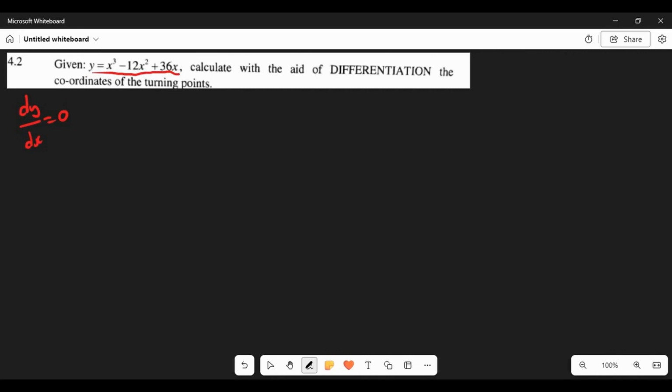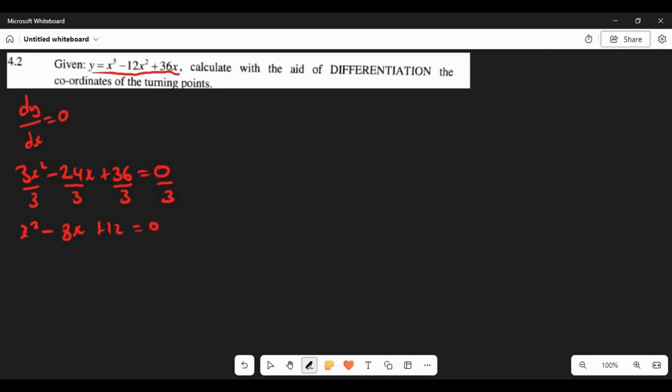Alright, so let's derive this expression. We know that the first term is going to be 3x squared. The second term is going to be 24x, and then the third term is just 36. But let's not forget that the derivative is going to be equal to 0. From here we have a common factor, which is 3. So we divide by 3 all through, even on our right hand side. We're going to be left with x squared minus 8x plus 12. This is equal to 0.